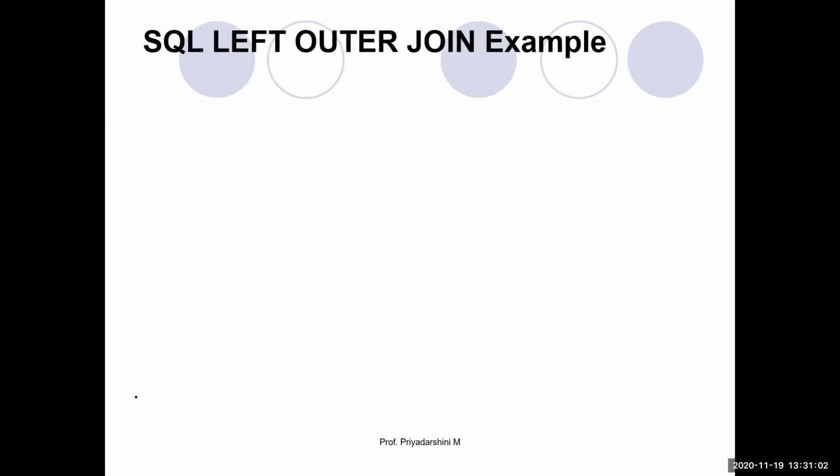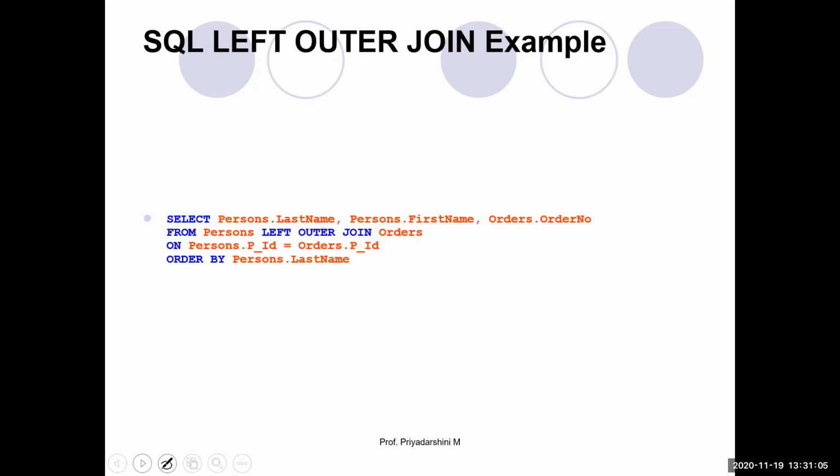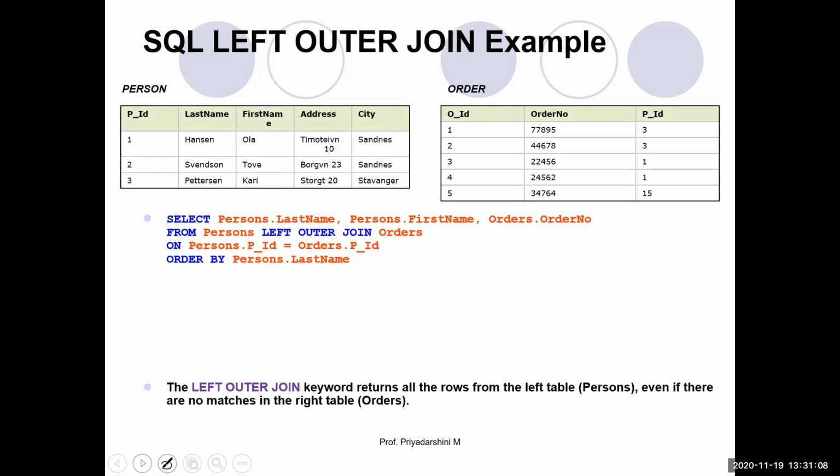Okay, let's see one by one. Left outer join, we will see with an example. The left outer join keyword returns all the rows from the left table, even if there are no matches in the right table. Take the example of person and orders. This is my query, where I have used left outer join with orders on the condition joining PID from person and PID from orders.